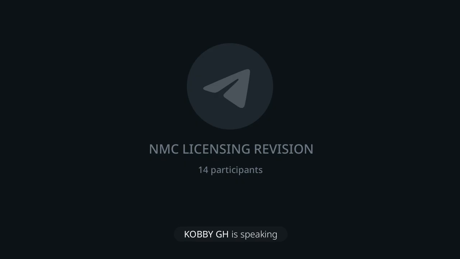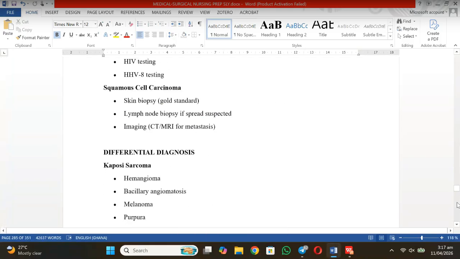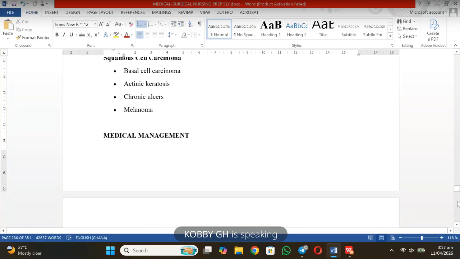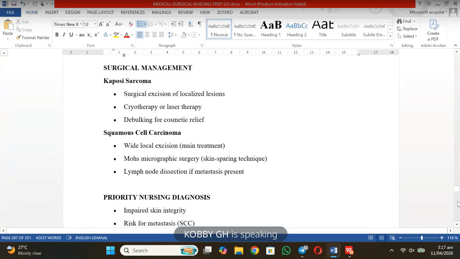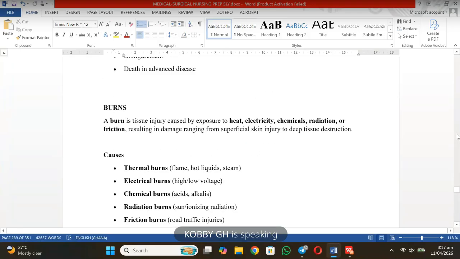It's very common in patients who have problems with immune deficiency, and that's why it happens a lot in patients with HIV/AIDS. So for the differential diagnosis, like I keep on saying, we use the clinical examination or the physical examination. And with Kaposi sarcoma, sometimes they may have to do surgery to remove the lesions. Okay, that is fine.